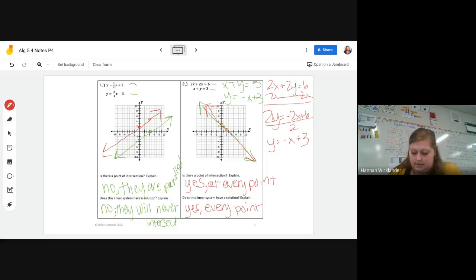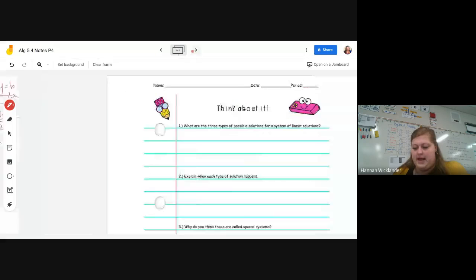So 2, 1 is a solution. 1, 2 is a solution. 0, 3 is a solution. Negative 1, 4 is a solution. So every single point is a solution to this system because it's constantly touching. So remember, where they touch is the solution. Okay, moving on to the next.